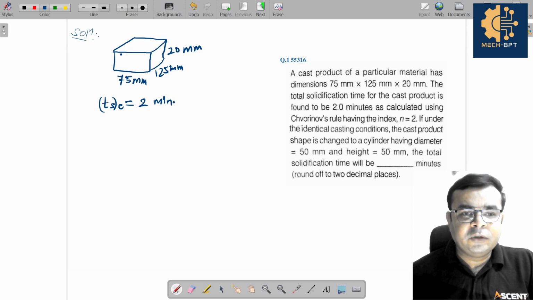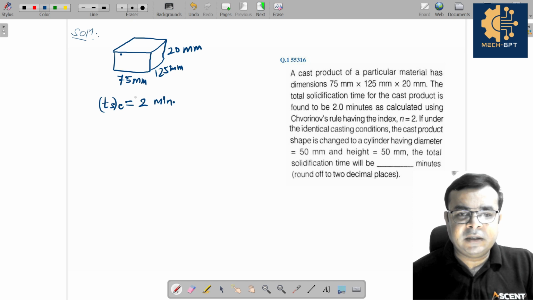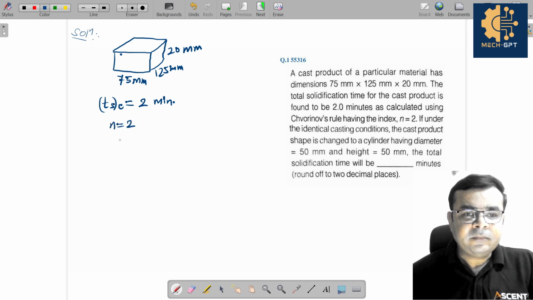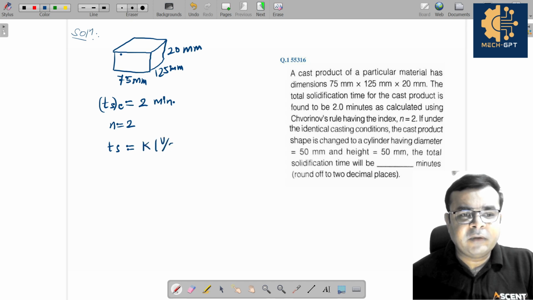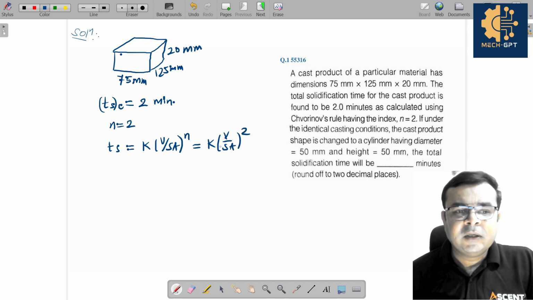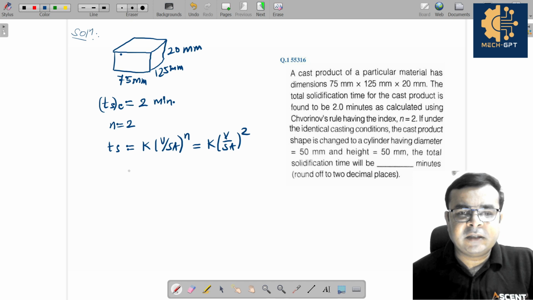As calculated using Chvorinov's rule having the index n equal to 2. And if I write Chvorinov's equation, simply it can be written as the solidification time is equal to k times (V by SA) whole to the power n, and here n is 2, so it can be written as k times (V by SA) whole square, where V is the volume of the casting and SA is the surface area of the casting.